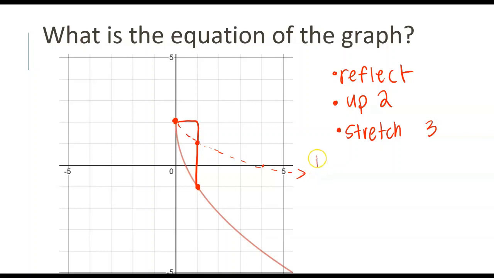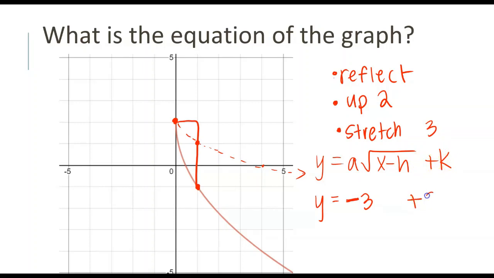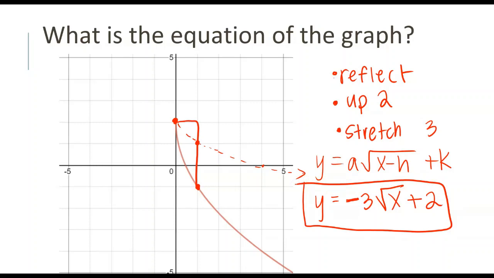And so once again, we're just going to use our general formula for this. If I have a stretch of 3, that means A is 3. If I reflected, that means that this whole function is going to be a negative. If I moved up by 2, that means my plus k is going to be plus 2. And then given that nothing else happened here, there was no horizontal shift, I'm just going to write square root of x. So the equation of our graph is y equals negative 3 times the square root of x, plus 2.